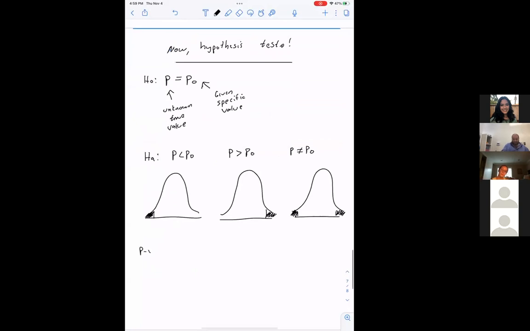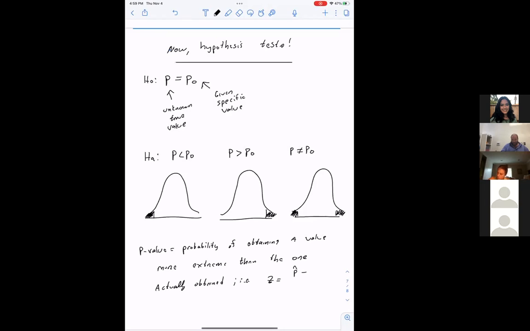And the p-value is the probability of obtaining a value more extreme than the one actually obtained, i.e. Z equals value minus mean over standard error.